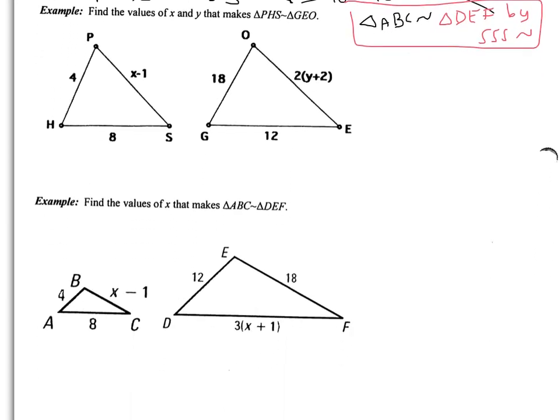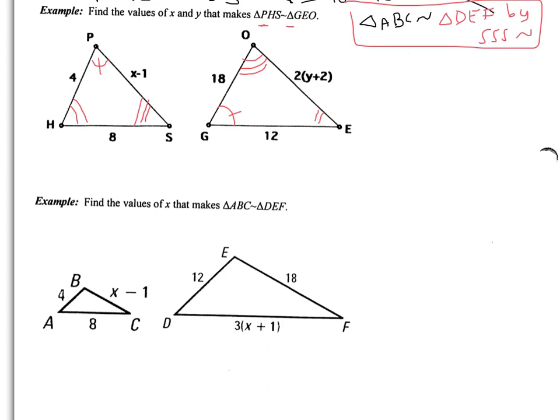Okay, we have 2 more examples. So this example says find the values of x and y that makes triangle PHS similar to triangle GEO. First thing is I'm going to mark the angles that correspond. So P corresponds to G. H corresponds to E. And then S corresponds to O. Okay, the reason I did this is because we noticed that our triangles are not in the same order.